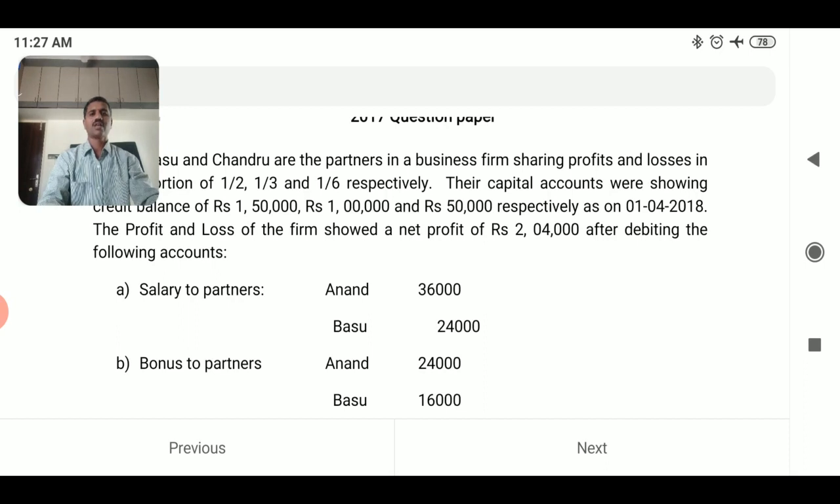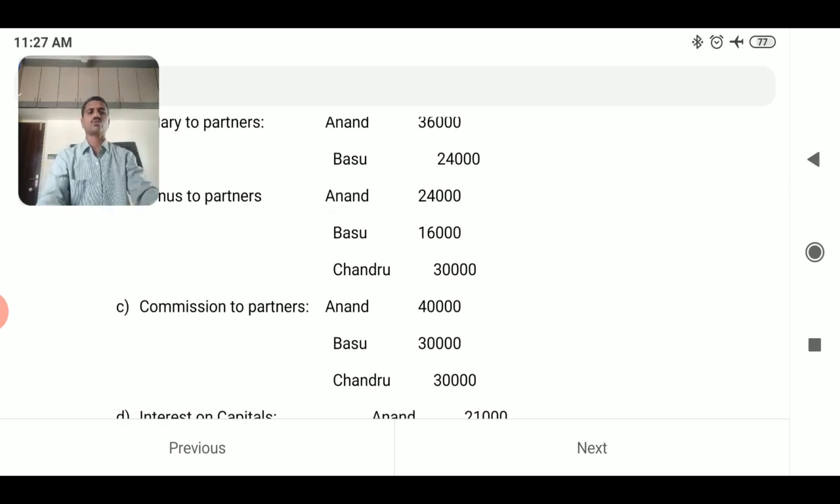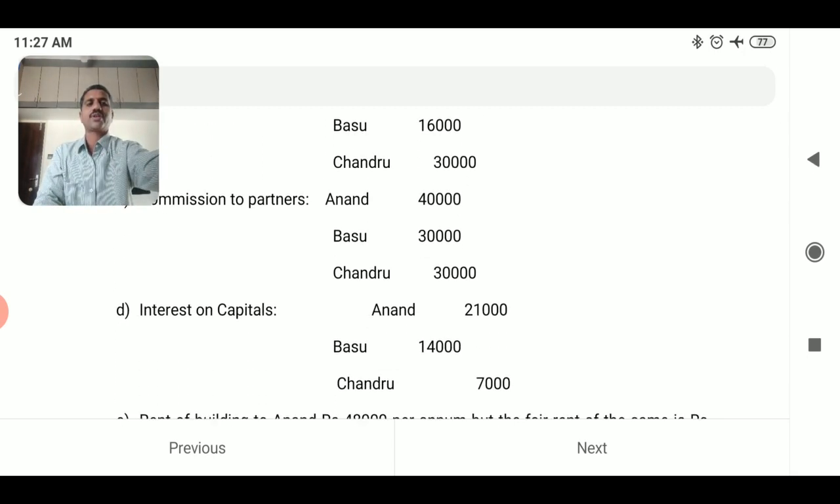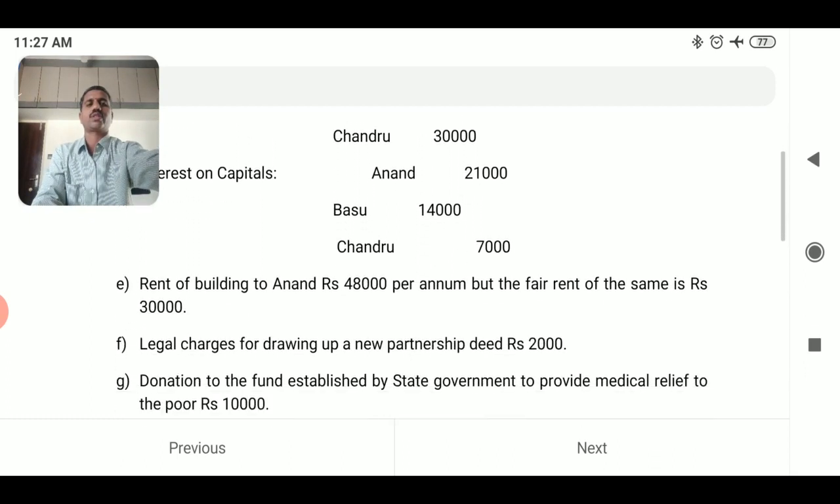following accounts. Salary to partners, Anand 36,000, Basu 24,000. Bonus to partners, Anand 24,000, Basu 16,000, Chandru 30,000. Commission to partners, Anand 40,000, Basu 30,000, Chandru 30,000. Then interest on capital, Anand 21,000, Basu 14,000, Chandru 7,000.